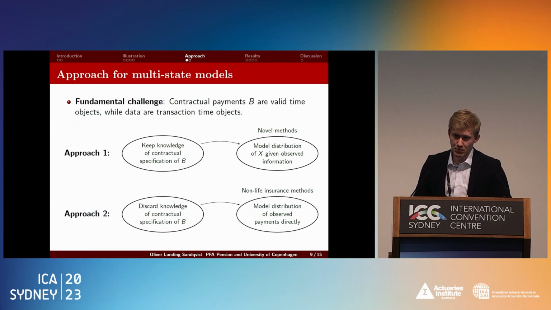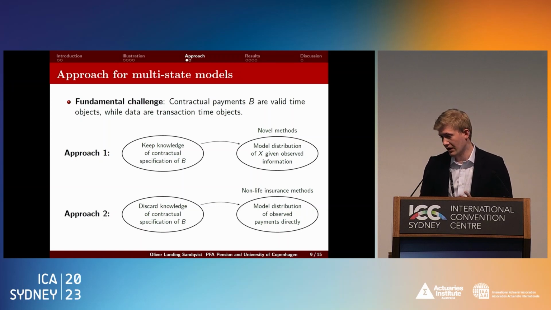Quickly taking a step back, the fundamental challenge here, which is different from what happens in non-life insurance, is that the contractual payments you have here are valid time objects, so they are specified in the insurance contract according to when stuff happens to the insured, so you get something paid out if you become disabled. But the data that you have are transaction time objects. They are concerned with what you actually observe as the insurer. So you have to somehow link these time axes in some way.